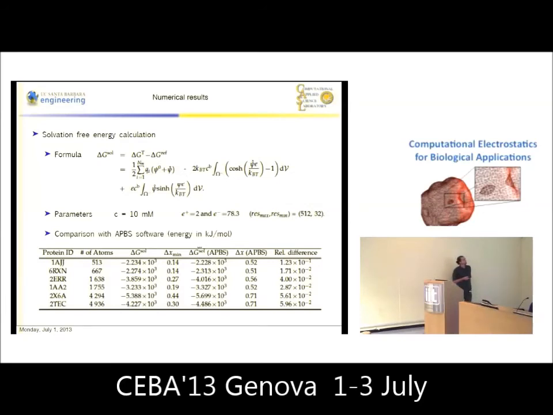One last test that we did was to compute the solvation-free energy. So here is the formula, and here are the parameters that we used. We computed this energy after we computed the electrostatic potential, and then we compared our result with the one given by APBS. We took this set of molecules, and that's the relative difference that we got, the biggest one being 1%. So it's pretty good, and we're pretty happy with that.